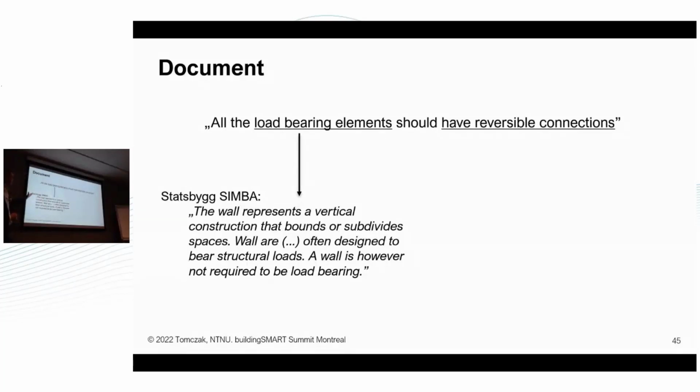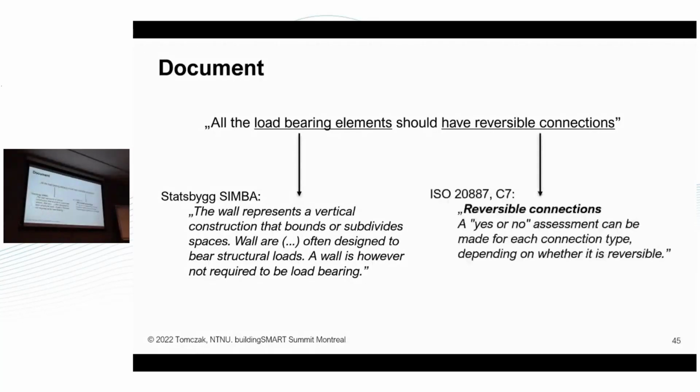It basically says that a wall should have a parameter that says if it's load-bearing or not. The wall doesn't have to be load-bearing. It can be set to false or true, but it has to have the information if it's load-bearing or not. And it's actually the same in IFC. It's also requiring that property.